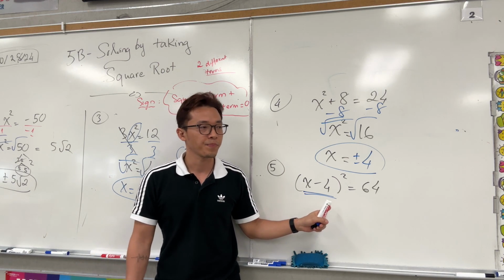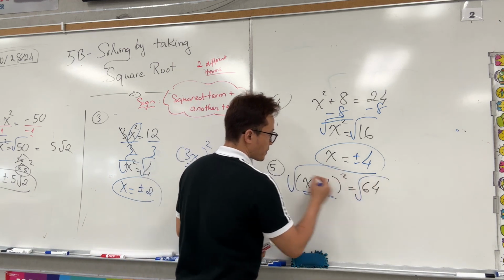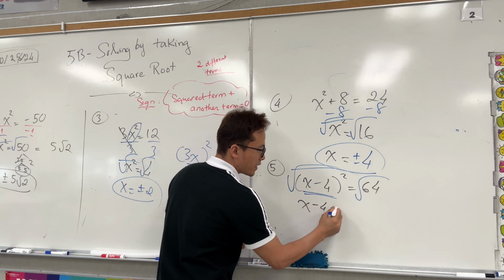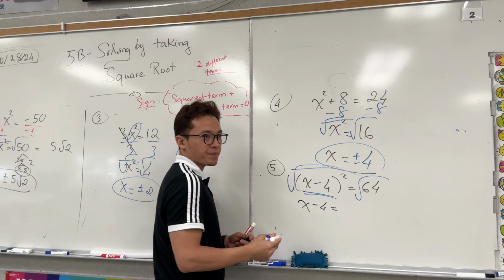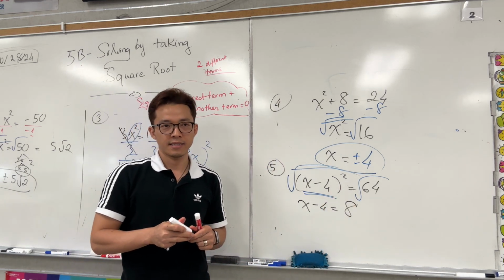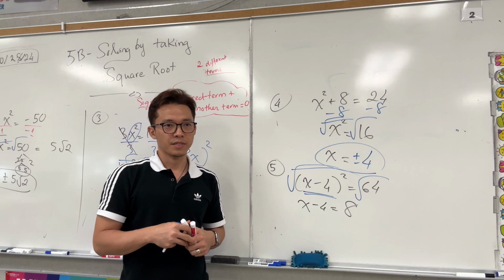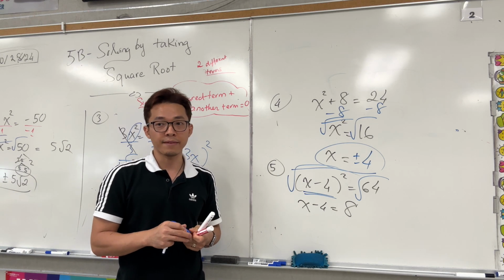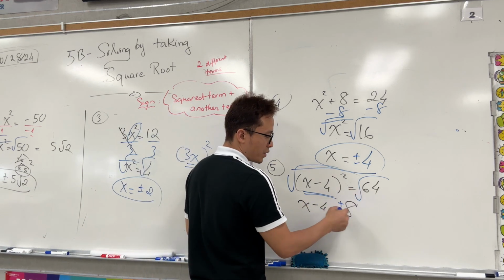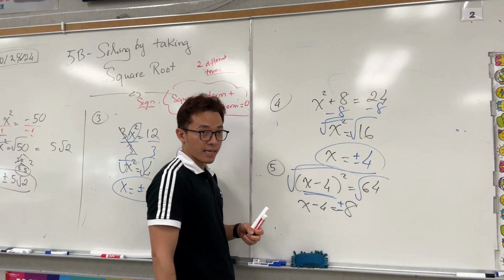You're gonna take the square root. Square and square root is gone. You have x minus 4. What is the square root of 64? 8. What is your step 3? Step 3 is to make sure you have 2 solutions. Always when you take the square root, you need to write immediately plus and minus 8.